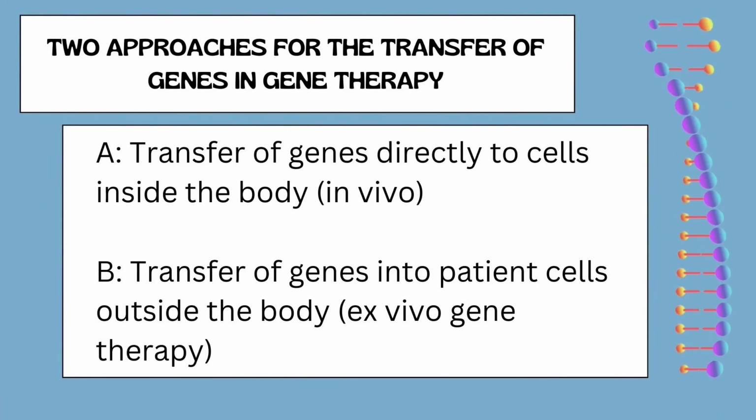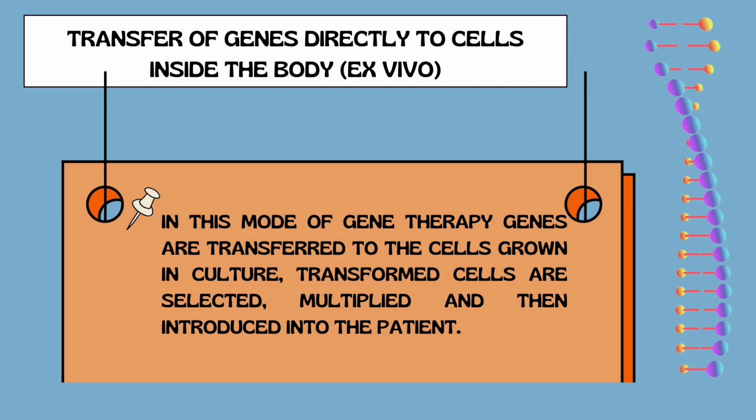Now we are here in the last part of my report: two approaches for the transfer of genes in therapy. For my topic, I will discuss the first approach, which is the transfer of genes directly to cells inside the body, and the other one will be explained by my group mates. Now, let's learn about the transfer of genes directly to cells inside the body, or in vivo. What is in vivo gene therapy? In vivo gene therapy refers to gene therapy administered directly into the body of a living organism. The therapeutic gene is delivered to the target cells within the patient's body, as opposed to ex vivo gene therapy, where cells are removed, modified outside the body, and then reintroduced.